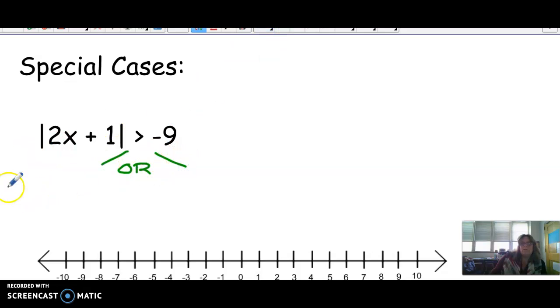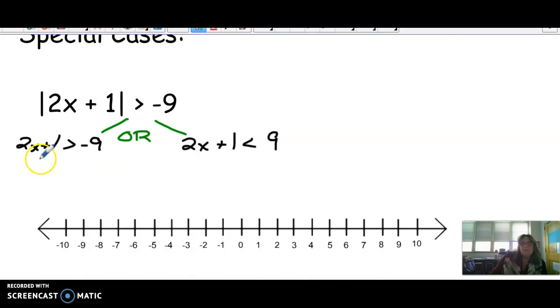So the first one is written exactly as it is without the vertical absolute value signs. The second one, we take what's inside the absolute value sign, we flip our inequality sign around, and we take the opposite of the number. Now we're going to solve. So we subtract 1 from both sides. 2x is greater than negative 10. Divide by 2. x is greater than negative 5.